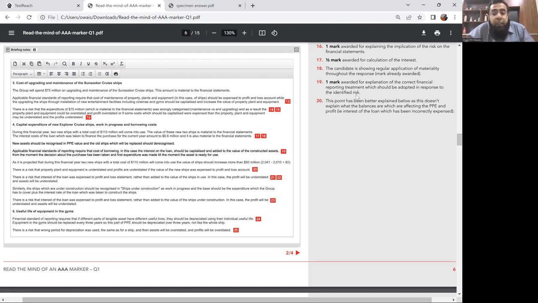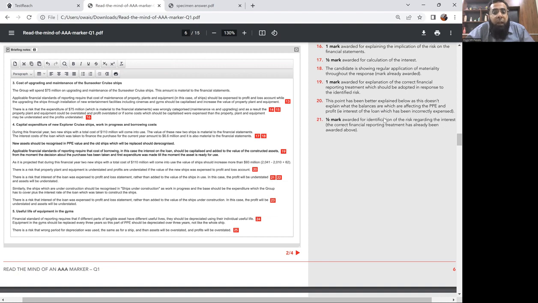Then note 20, this point has been better explained below as this doesn't explain what balances are affecting PPE, because in note 20, he has written it again that the property, plant, and equipment can be understated, and then he has explained it below also. So there was some element of repetition. So the examiner did give him credit here, but the credit is given in the later part.